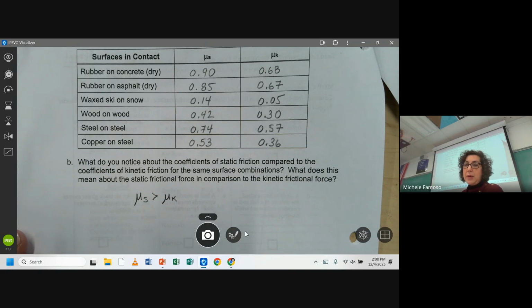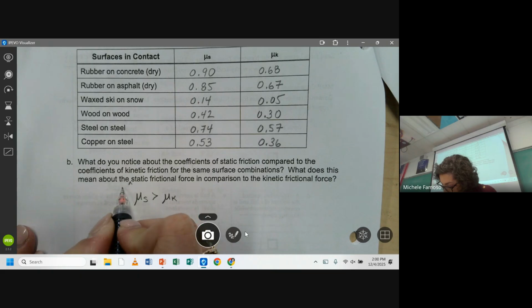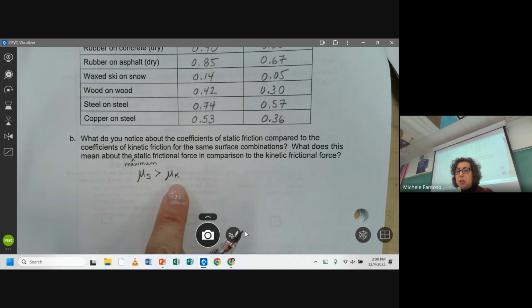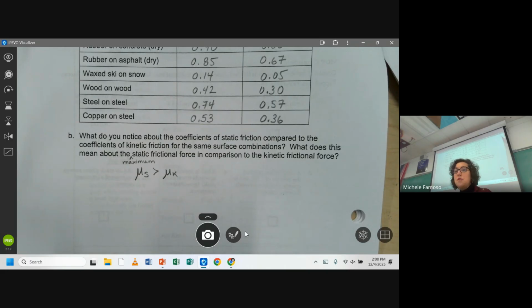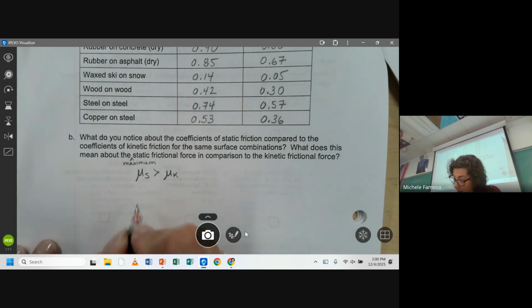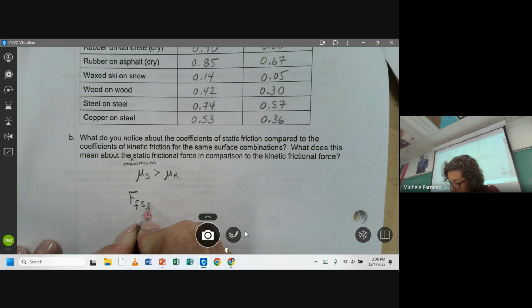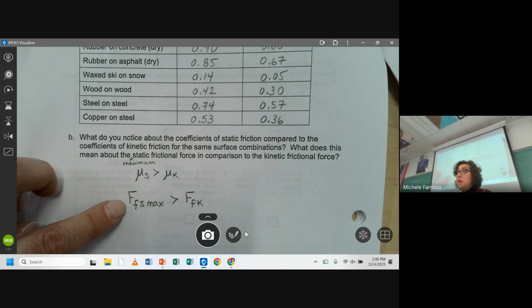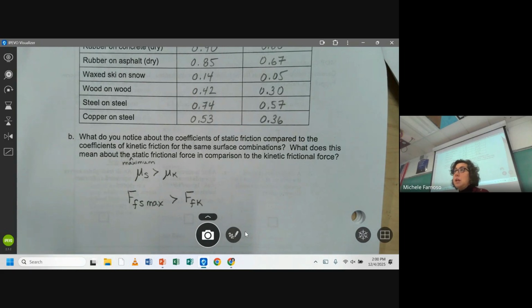So Liam, what does that mean about the maximum static friction force compared to the kinetic friction force? If the static coefficient of friction is greater than the kinetic one, what does that mean about the maximum static friction force compared to the force of kinetic friction? That's right. It means that F_f s max is greater than F_f k, because F_f is mu F_N. So if you have a bigger mu to plug in, you're going to end up with a bigger F_f. Mu and F_f are directly related.